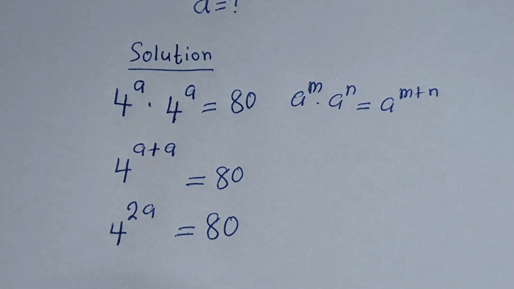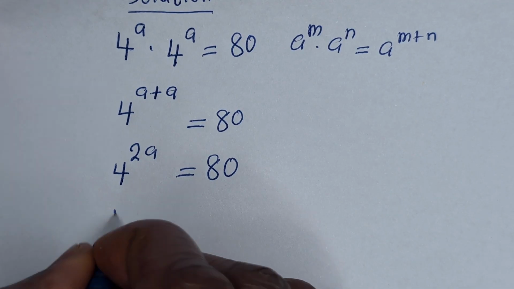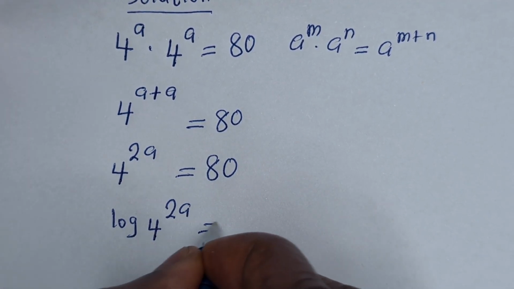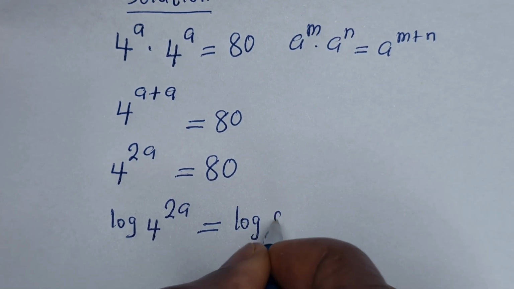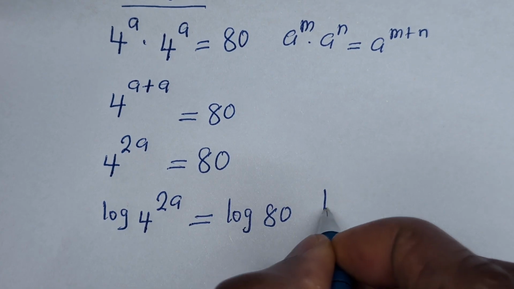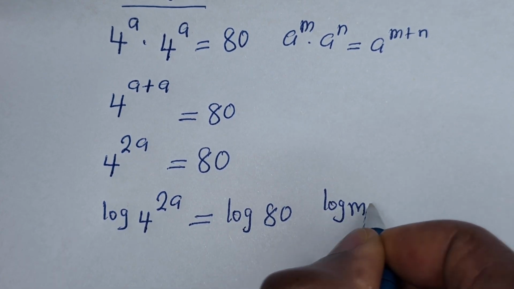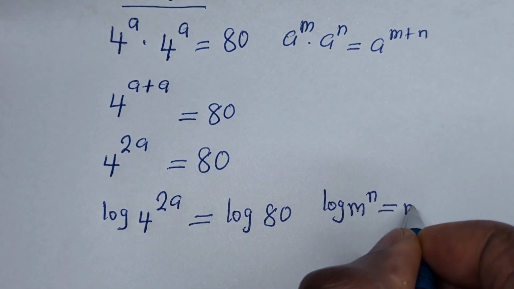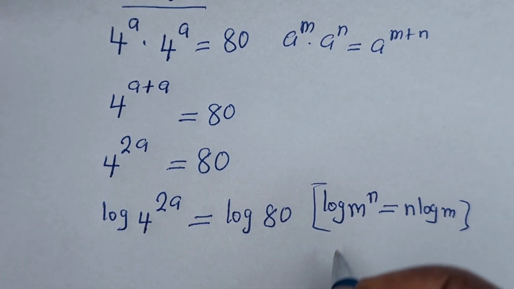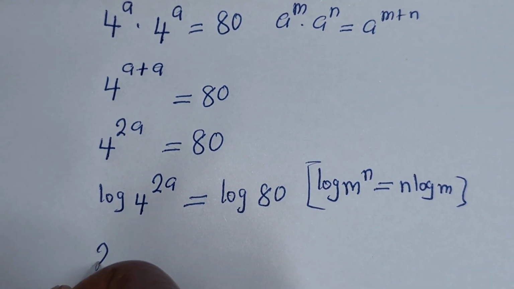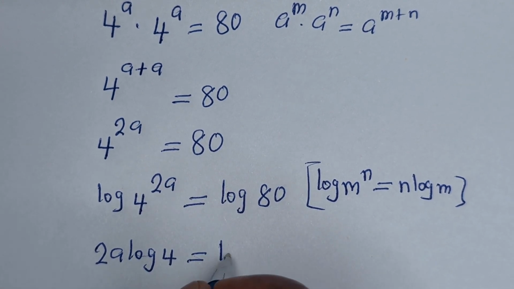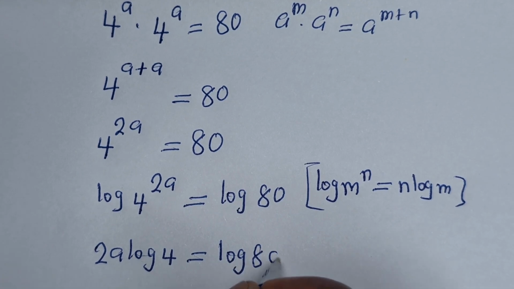Let us take the log on both sides of this equation. Log 4 raised to power 2a is equal to log 80. Now if you have log m raised to power n, this is equal to n log m. Here we have 2a log 4 is equal to log 80.